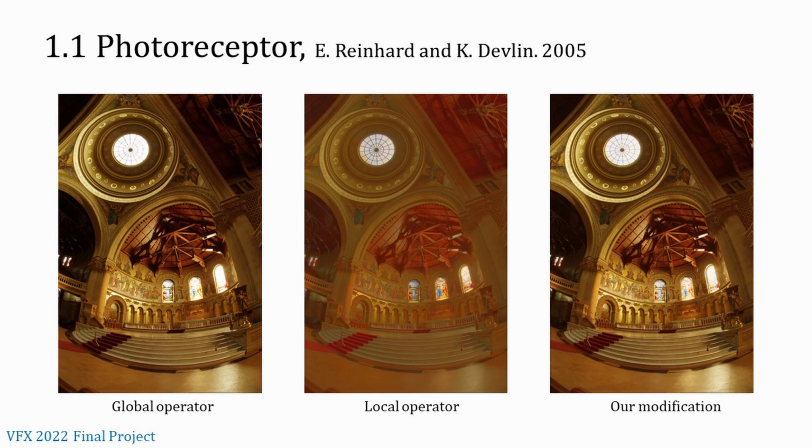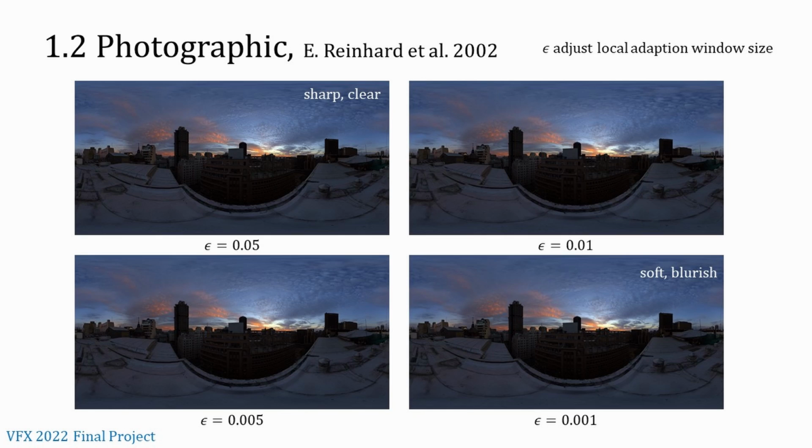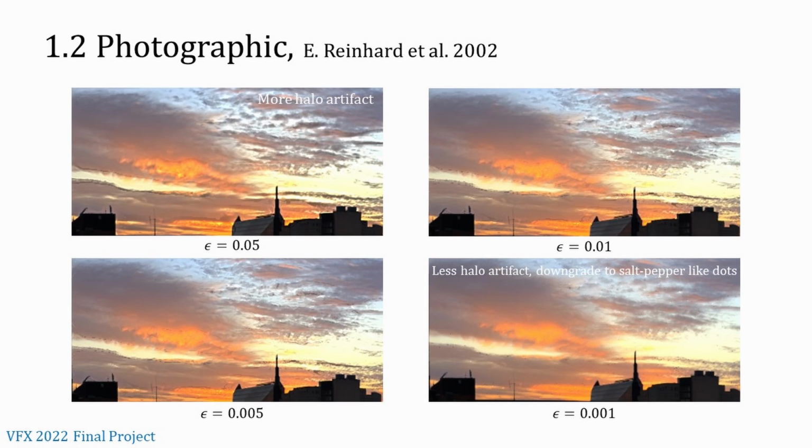Here's the comparison. As you can see, the details in the extreme parts are recovered, and the contrast in middle parts are retained. As most local operator, the photographic operator also faces the trade-off between enhanced contrast and halo artifact. In macro perspective, we prefer sharp and clear image with higher epsilon. In micro perspective, we prefer less halo artifact with lower epsilon. Our approach tries to retain both of them.